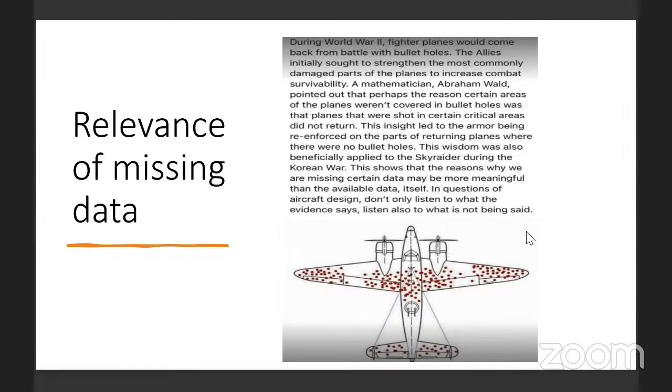This shows that the reasons why we are missing certain data may be more meaningful than available data itself. So we should listen to what is not being said rather than focusing on what is always present and visible. We should ask questions why things go missing, because even in machine learning, it is standard to eliminate missing values or missing columns, which, when you have the domain knowledge, you should ask questions why those things are missing.